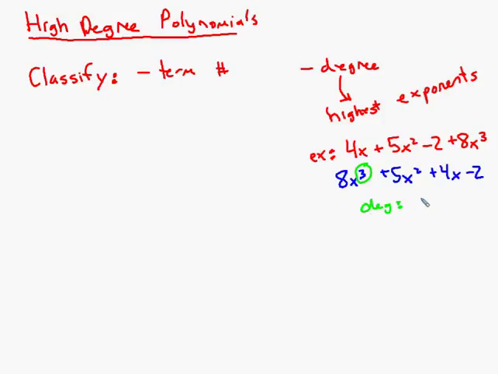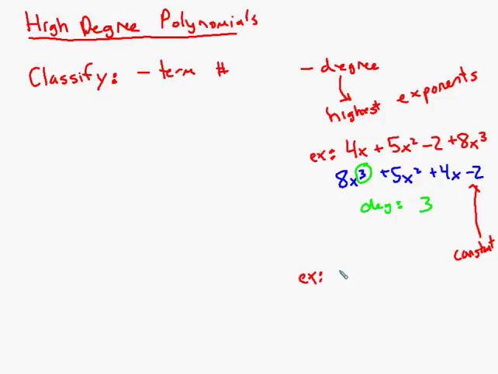Well, how do I know? Well, because the highest power is a 3. Does that make sense? Okay, now each of these numbers are coefficients. So 8, 5, and 4 are coefficients. This 2, this negative 2, is a constant term. So we're going to want to be able to identify that as well. All right, let's get another example.